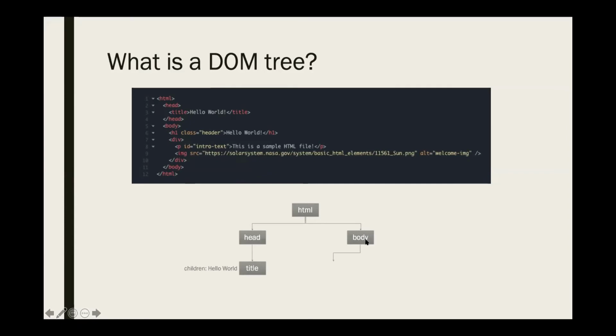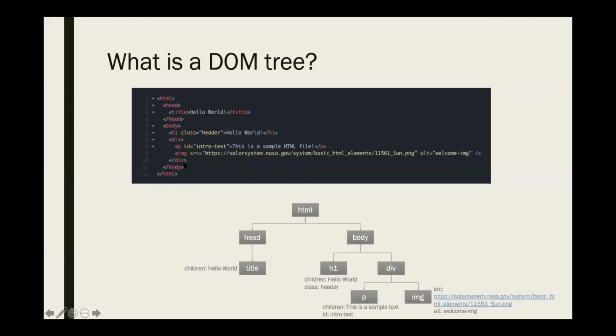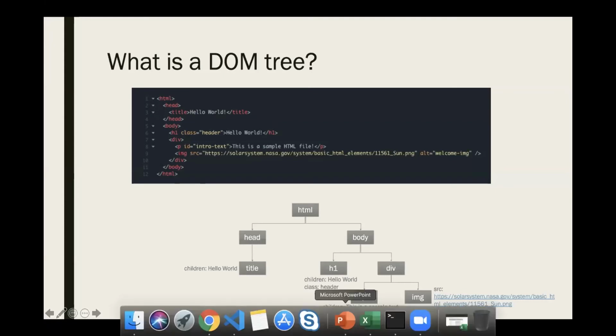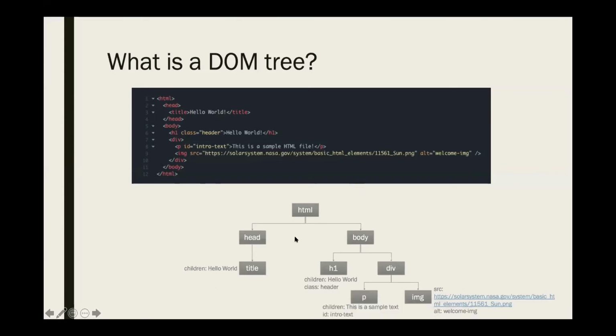Inside body, again, it does not find the end tag, so it moves on to h1. It adds the children as hello world, the class as header. And then it finds a div where it first finds p and then finds an image. And finally, the div tag is closed, the body tag is closed, and the HTML tag is closed. This is what is called a DOM tree. This is how the browser understands how to render a page.